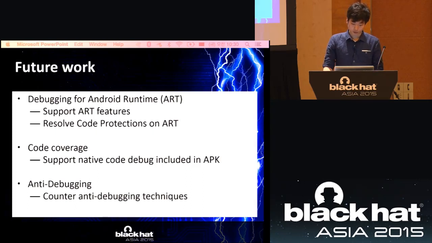And second is code coverage. Android apps can include libraries running in the native environment, and malware authors usually use them to make analysis hard. Third, we'll handle anti-debugging. We'll do that as much as we can, unless it is a complicated issue in debugging.